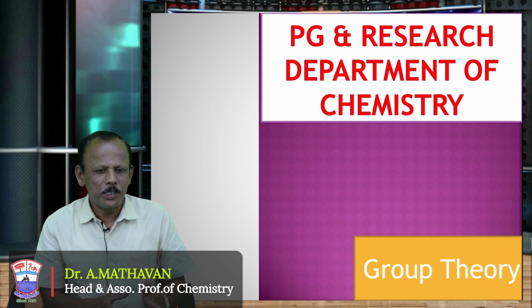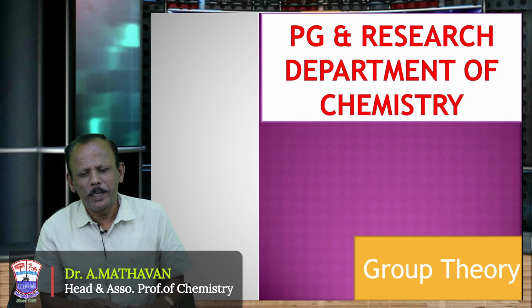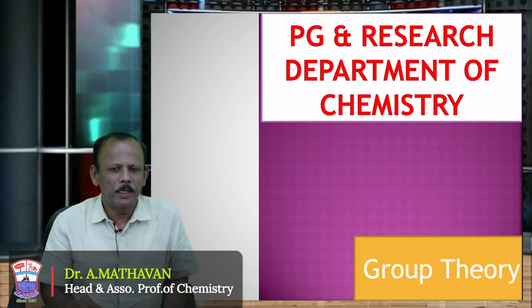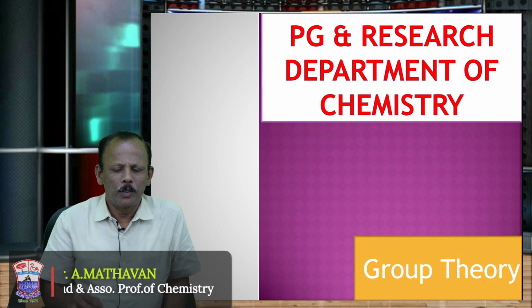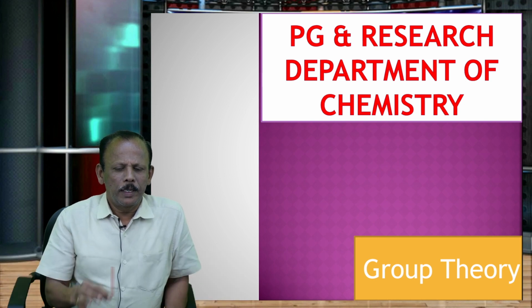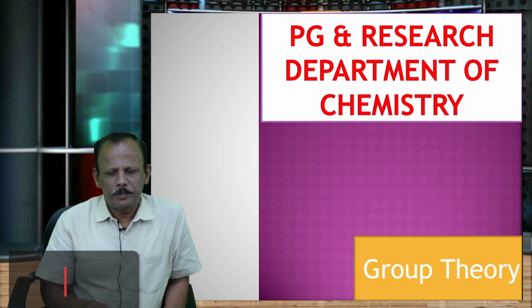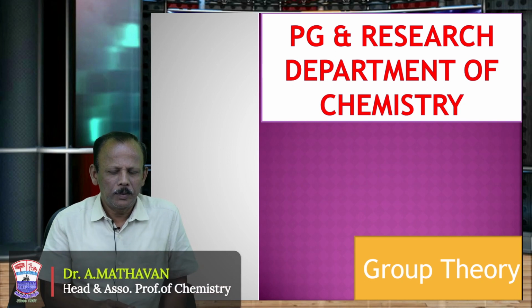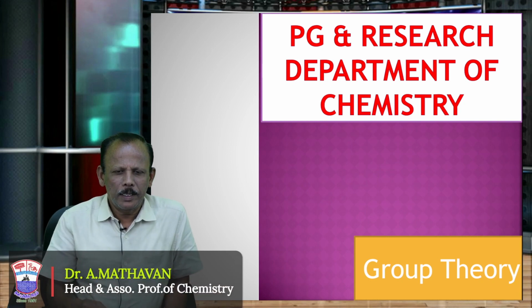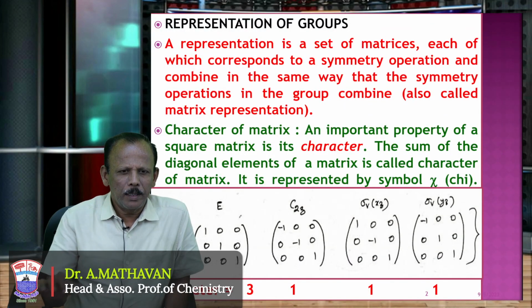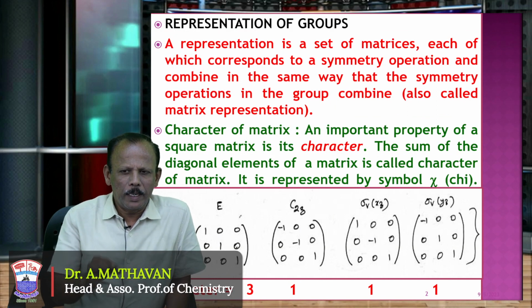These symmetry elements present in the molecule can be represented by a matrix, which is called a representation of a group. Usually the molecule is represented using coordinates. The structure can be given in terms of coordinates like x, y, z, a three-dimensional arrangement. So the molecule can be represented on the basis of a matrix.